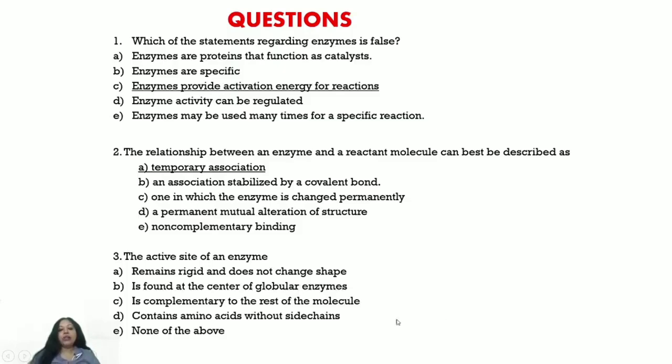Correct? Coming to the last question: the active site of an enzyme. The options are: remains rigid and does not change shape, is found at the center of globular proteins, is complementary to the rest of the molecule, and contains amino acids without side chains. All these four options are incorrect, so the correct answer would be none of the above. You will be able to solve these kinds of conceptual questions when you are clear about the active site and both the models which we discussed here.